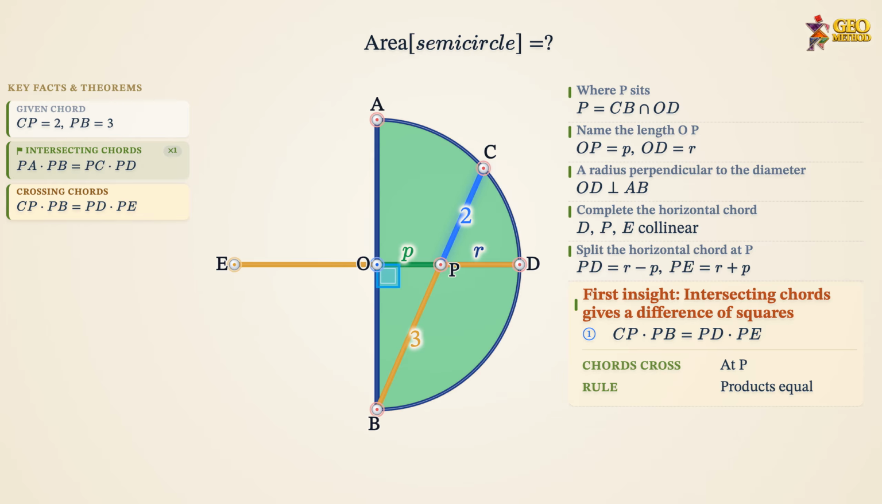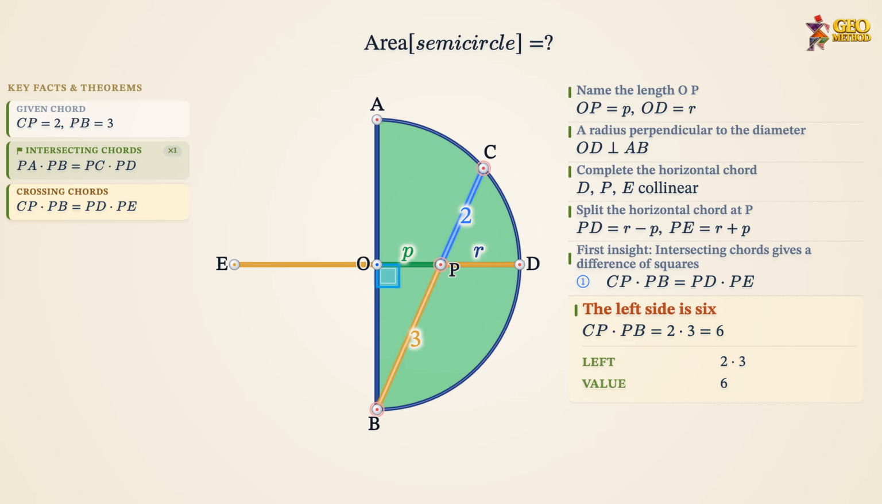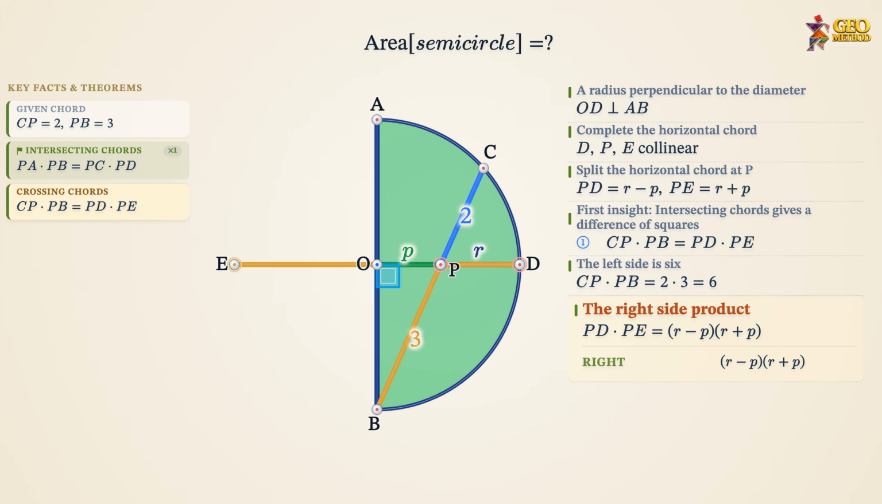Our first insight is this: intersecting chords gives a difference of squares. The left side is easy, 2 times 3, which is 6. That is the product coming from the slanted chord. The right side is r minus p times r plus p. That is the product from the horizontal chord, still carrying our two unknowns, r and p.